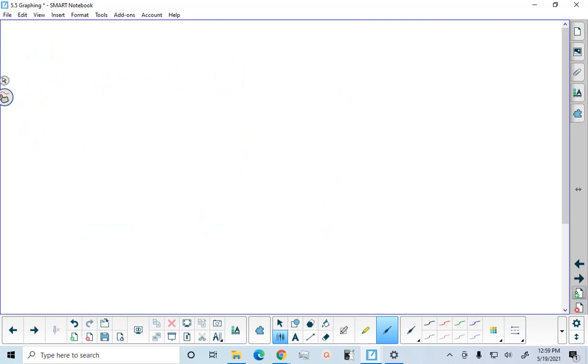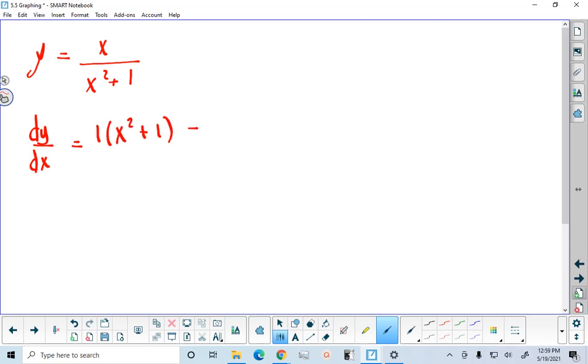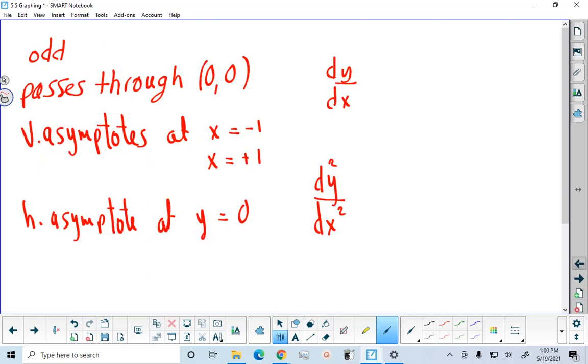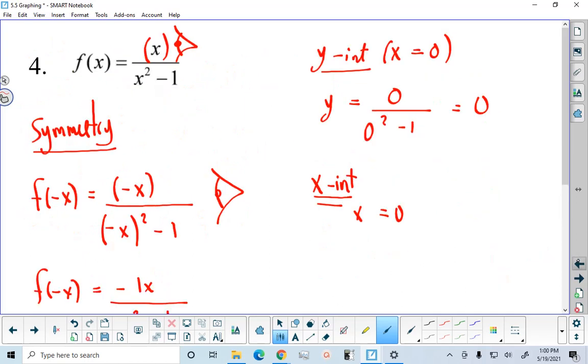Okay, so what do we got going on here? We have y equals x over x squared plus 1. The first derivative is going to be found using the quotient rule. So the derivative of the top, which is x, is 1 times the bottom. Is the bottom x squared minus 1? Better be careful here. I think it's x squared minus 1. Yeah.